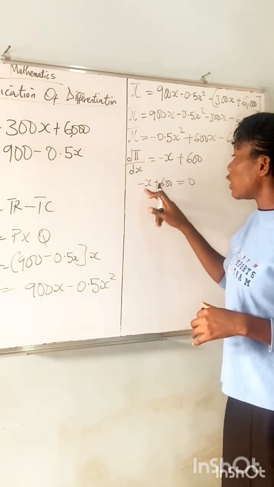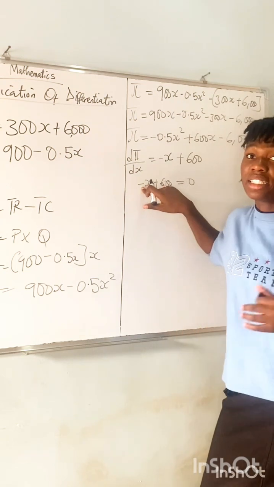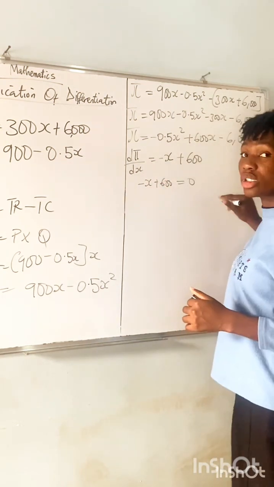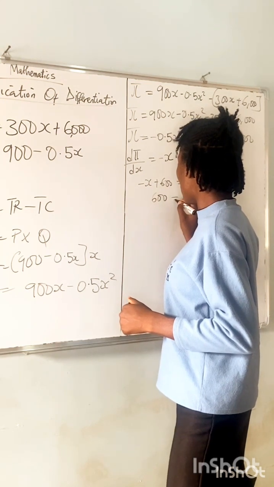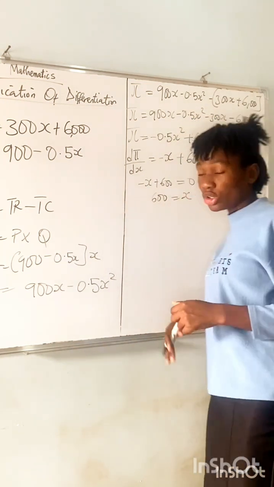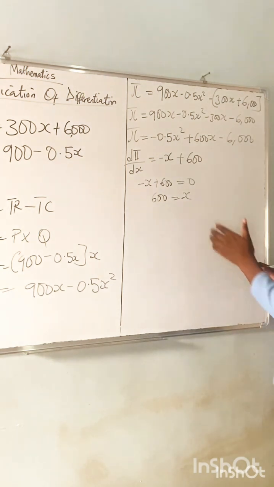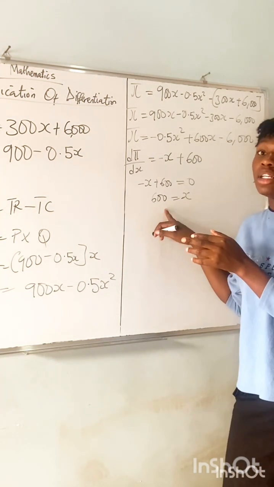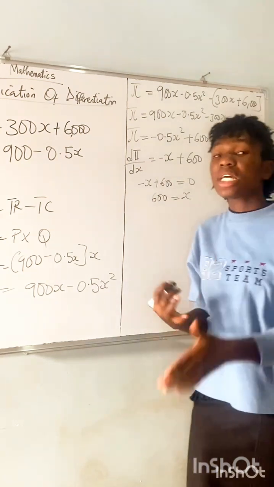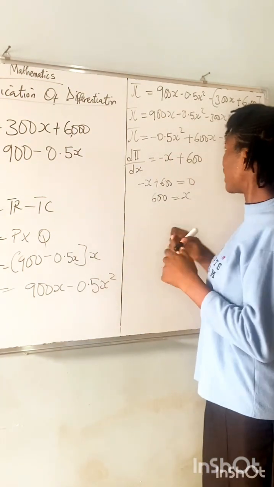Now to get the value of our x, since our x here is negative, we take it over the equal sign to make it positive. So we'll be having that our 600 is equal to our x, x is 600, okay? Now that we have done this, the next thing we want to do is to know if this is our maximum value. Like I said, for you to get our maximum value, we have to differentiate again.